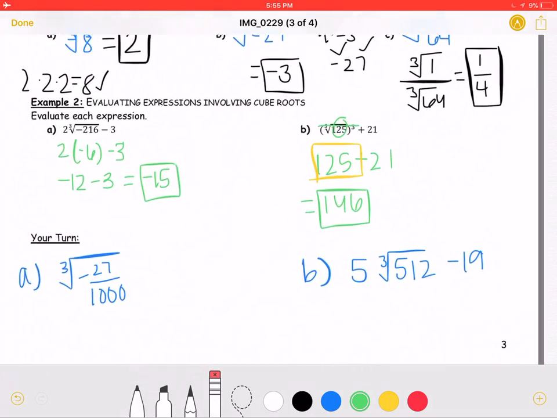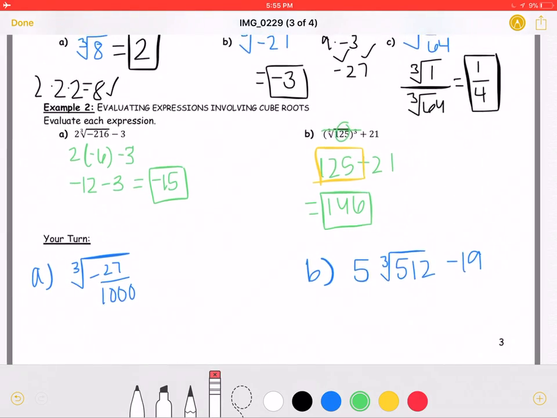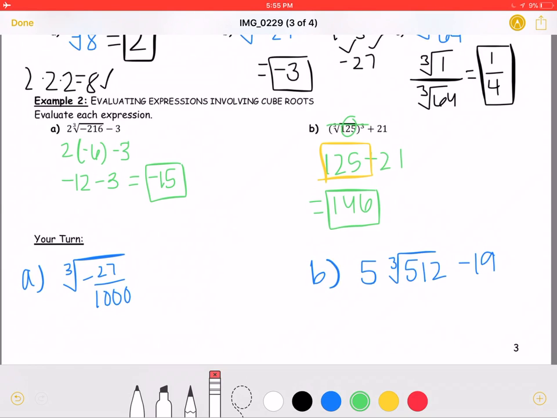I'm going to give you some time. I want you to pause the video and try these 2 examples. Once you're done, play it again and we'll go over it.